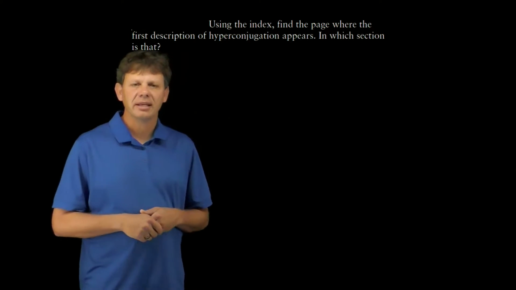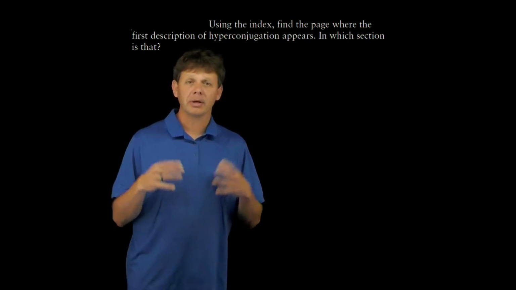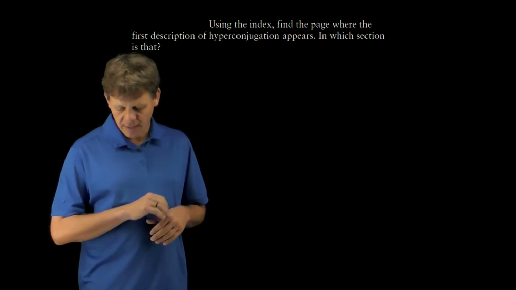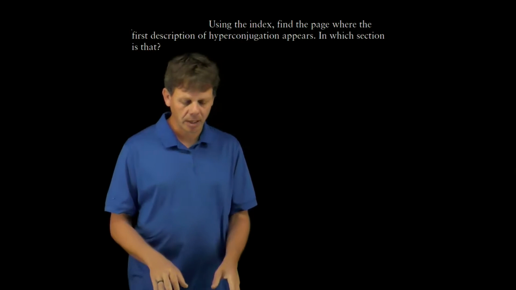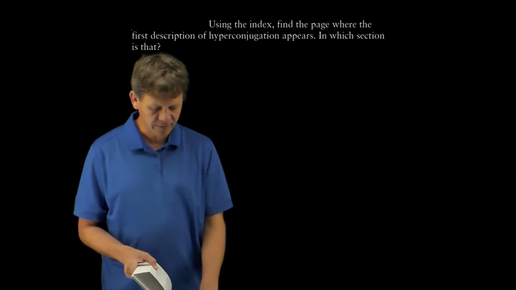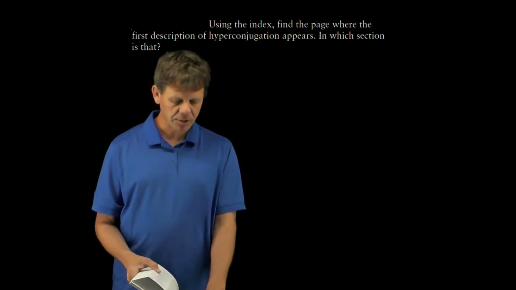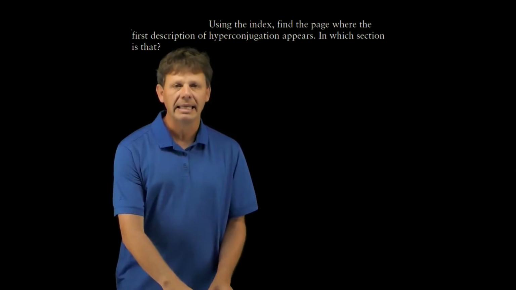The purpose of this and the next few assessments is just to give you familiarity with how to use the book. Here, the question is, using the index, find the page where the first description of hyperconjugation occurs. And so we can actually look through the book, look in the index, alphabetize, we find the word hyperconjugation, and it's shown that it's defined first on page 188.